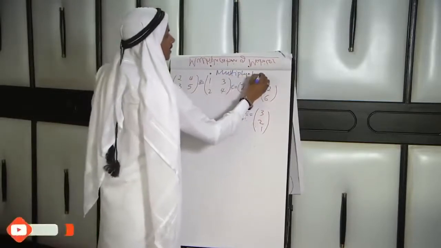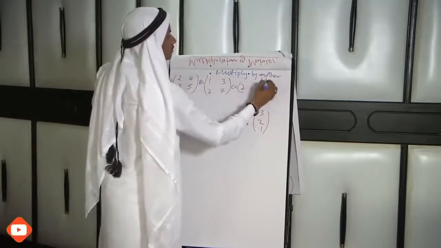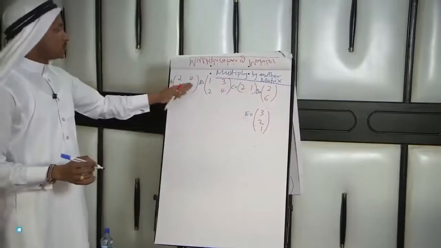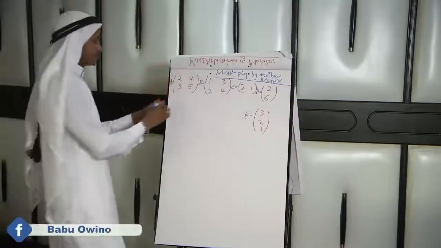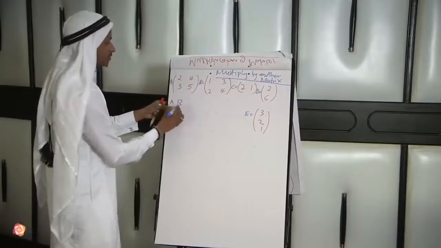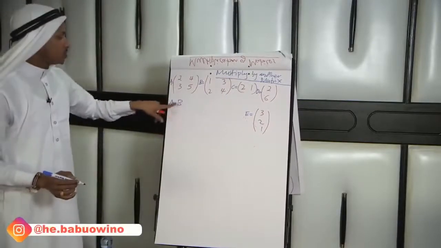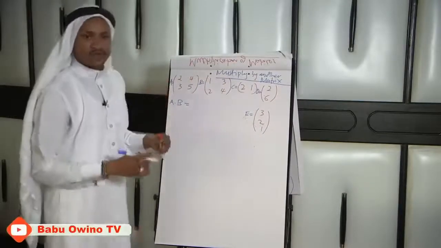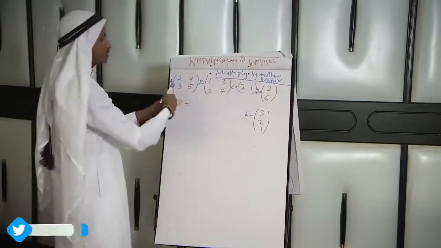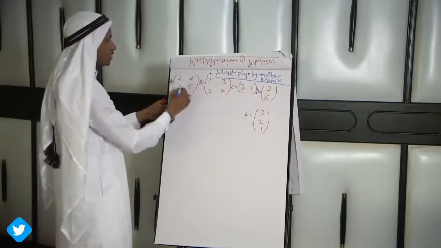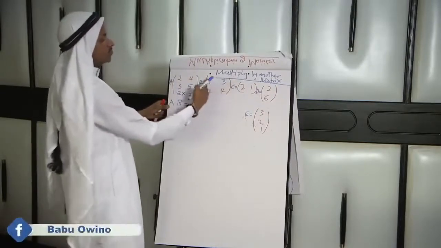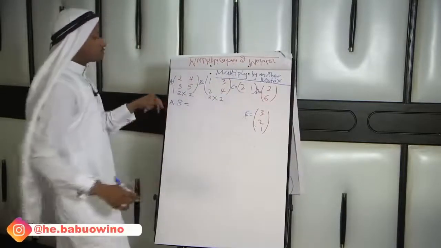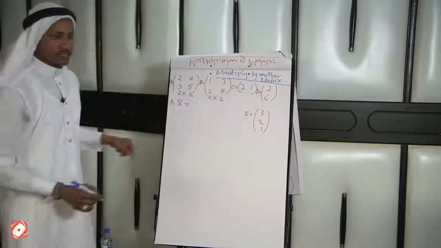So in multiplication by another matrix, let's say we want to multiply A times B. Times can also be represented by A dot B. What do we get when we multiply A times B? Number one, identify the order of the matrix. This is a 2 by 2 matrix, and this is also a 2 by 2 matrix. So this is a 2 by 2 matrix and a 2 by 2 matrix.